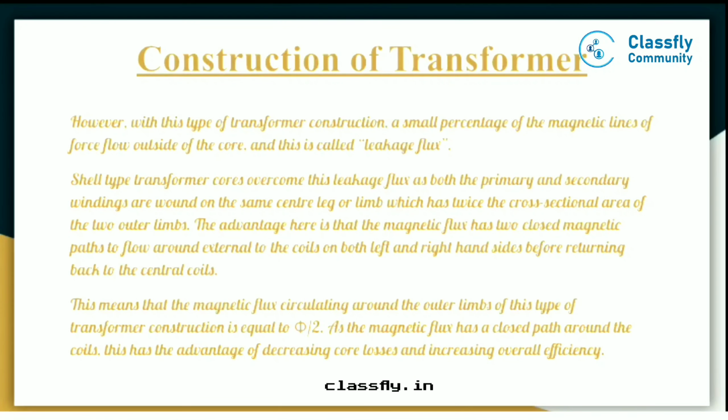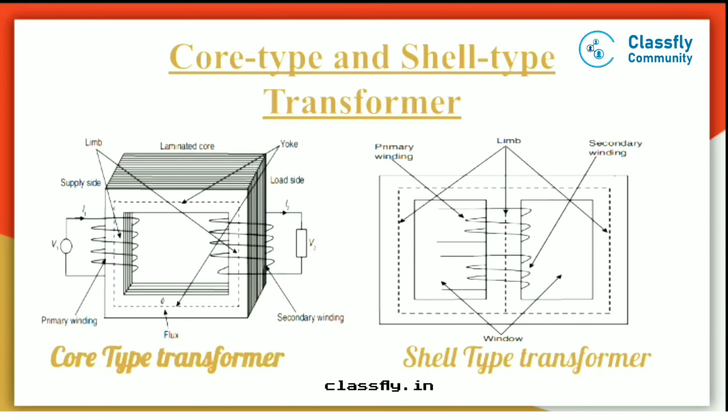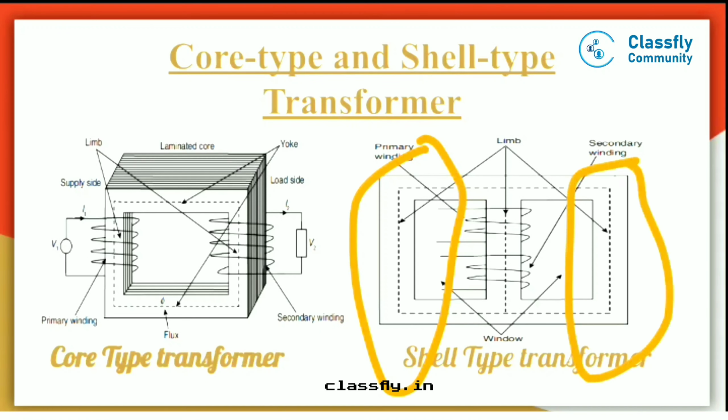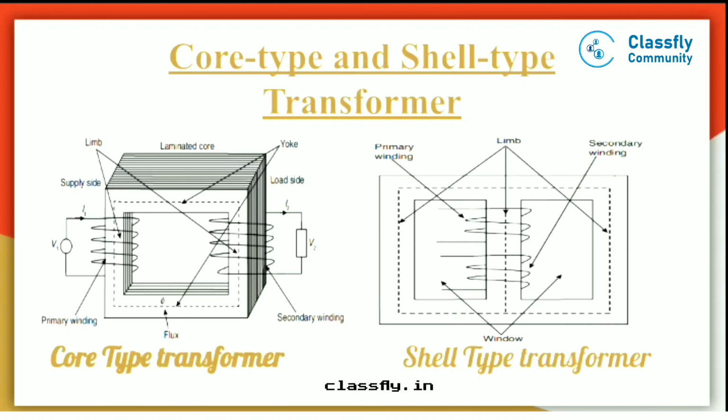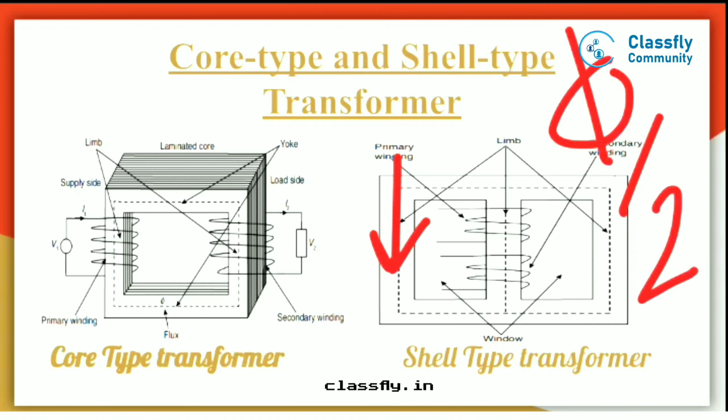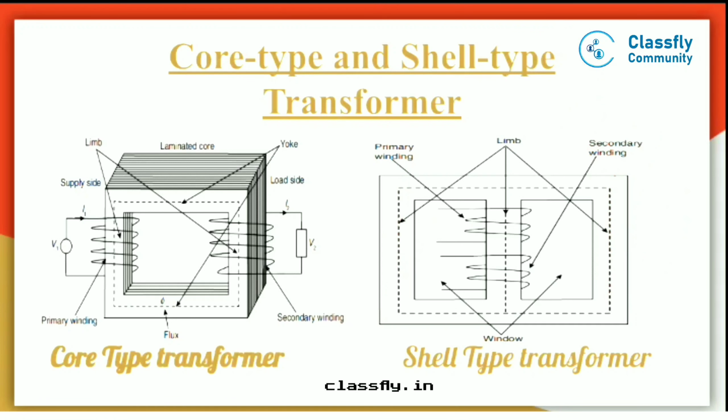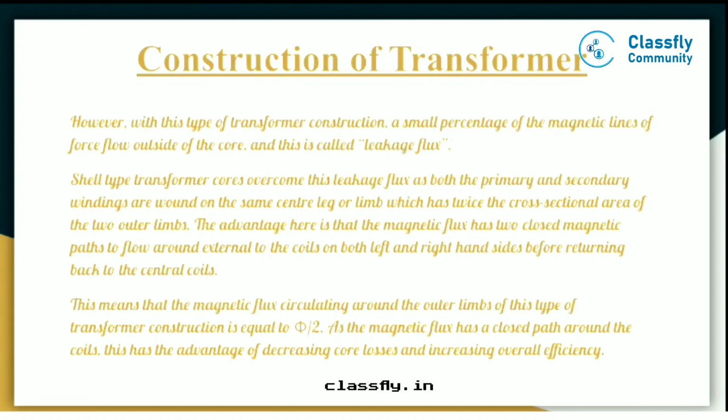This means that the magnetic flux circulating around the outer limbs of this type of transformer construction is equal to Φ/2. That means these are our outer limbs, right? So this magnetic flux will be equal to Φ/2 in both these outer limbs. Okay. Next it says that as the magnetic flux has a closed path around the coils, this has the advantage of decreasing core losses and increasing overall efficiency.